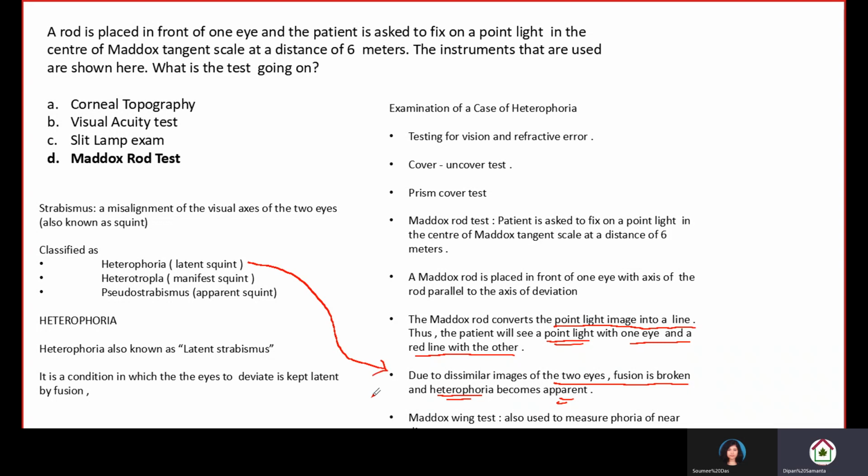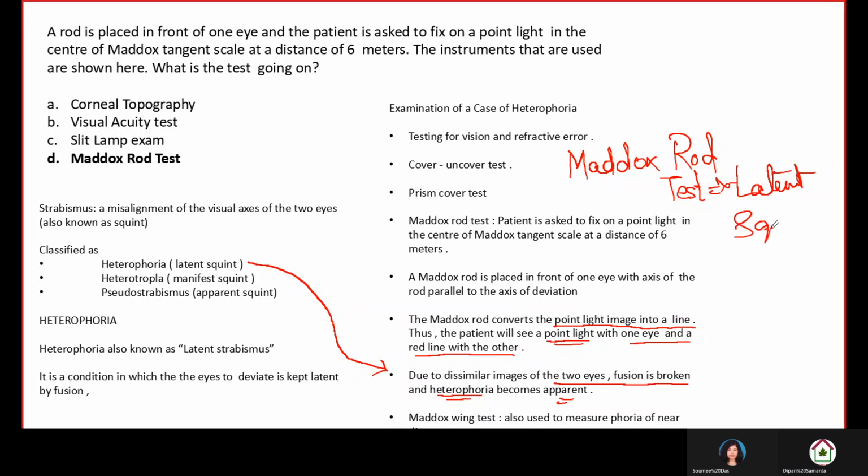So if the patient has a squint that cannot be detected significantly or clinically, then we go for the Maddox rod test, to see whether the patient really has a squint or not; that is called latent squint. The Maddox rod test is done not only to detect squint but especially for latent squint. So it is used for testing vision and refractive error, and examination of a case of heterophoria.